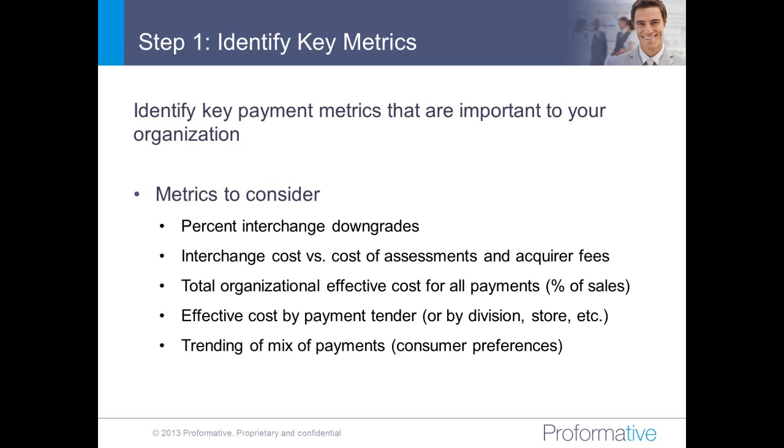One thing might be effective cost. Another metric might be cost by payment tender. What's my effective cost by Visa, MasterCard, Discover, American Express? Effective cost by division or by store. Percentage downgrades. I want to optimize my interchange qualification and minimize my downgrades, so I want to track, of all of my Visa, MasterCard, Discover sales, how many of those sales are downgrading to suboptimal interchange rates. So that might be a metric. Define that for yourself and have that in the back of your mind as you start to build your analytic framework. That's step one.